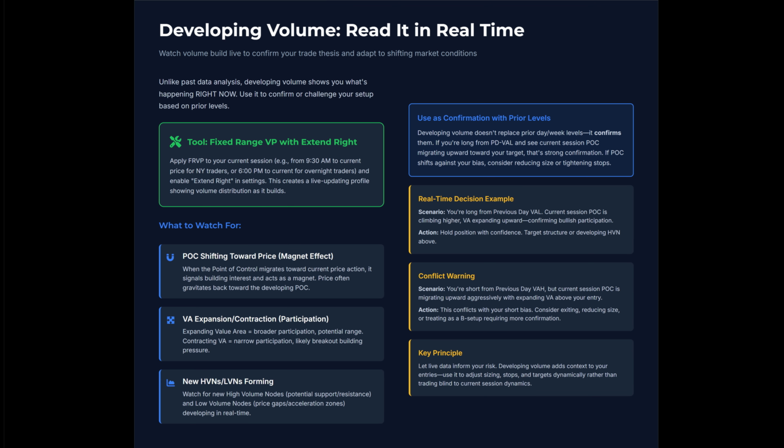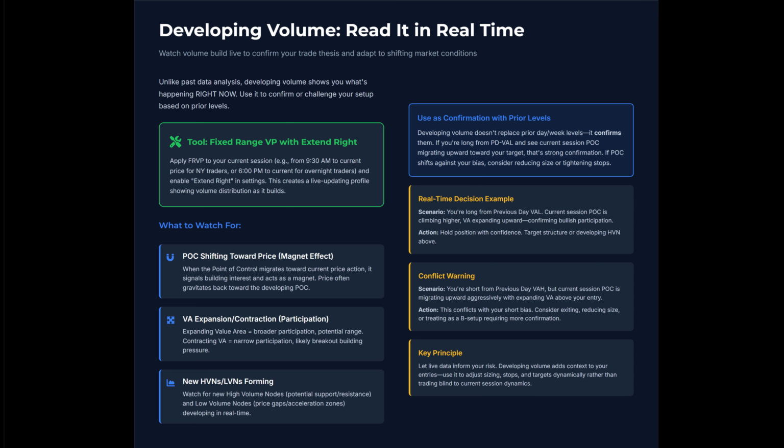As the profile develops, you can adapt your strategy, switching from fade the edges to trade with the move, or recognizing when to sit on your hands because the market is choppy and indecisive. Let's configure our tools now. Tool setup: fixed range volume profile with extend right. To monitor developing volume, you need to set up your volume profile tool correctly.